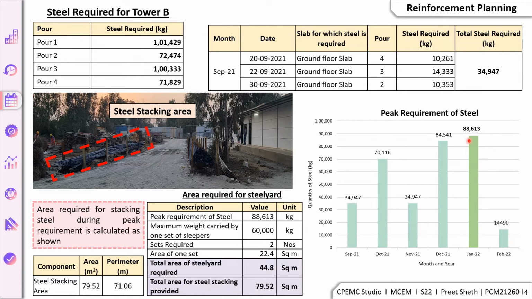Now to suffice the peak requirement of steel, the area required for steel is calculated based on these calculations, and it is found that the total area required to store 88,613 kgs of steel is 44.8 square meters, and the area provided on the site is 79.52 square meters, which is sufficient.